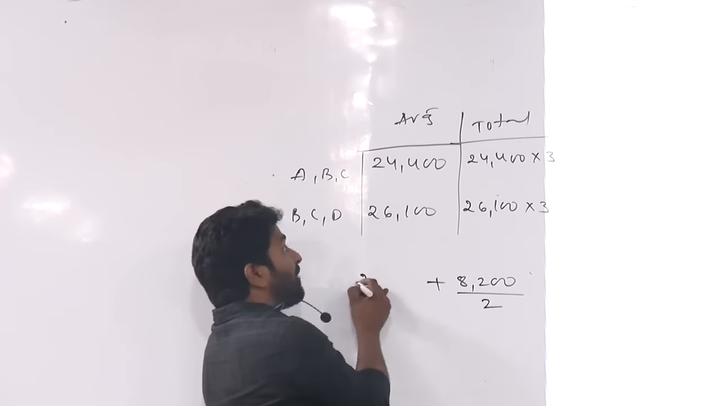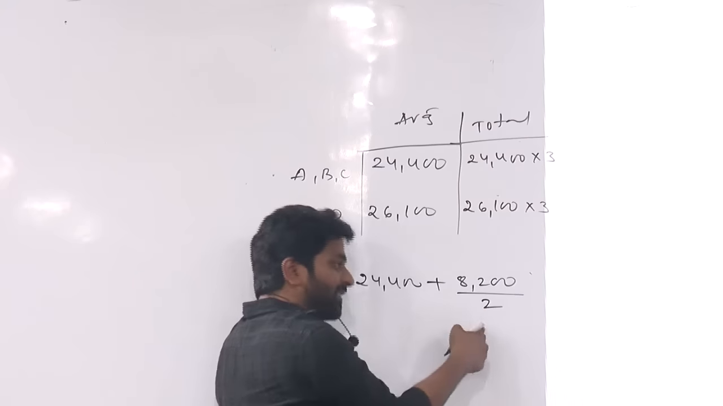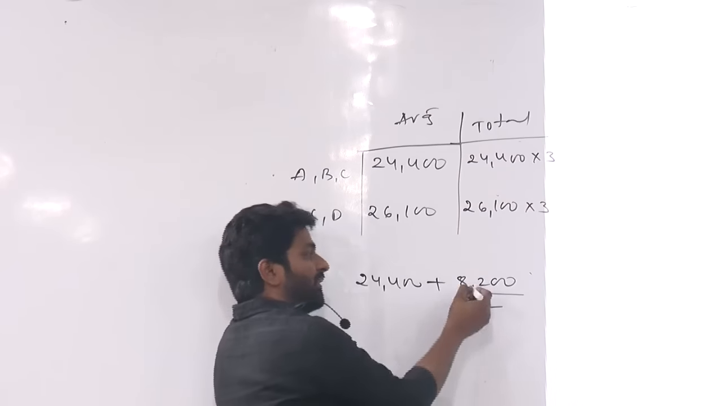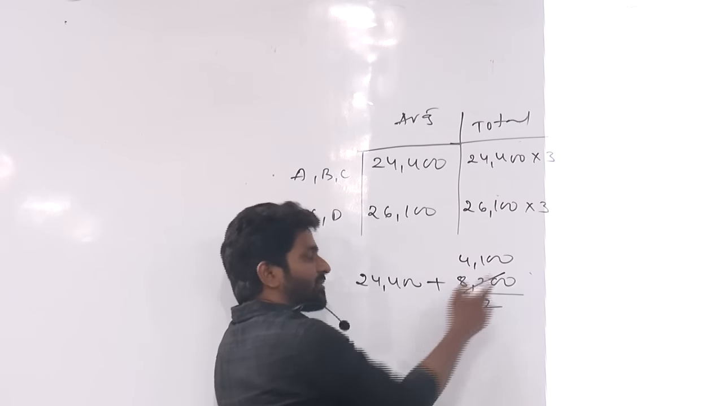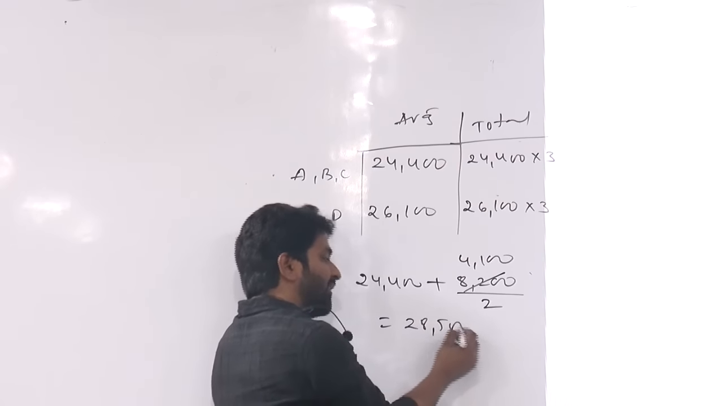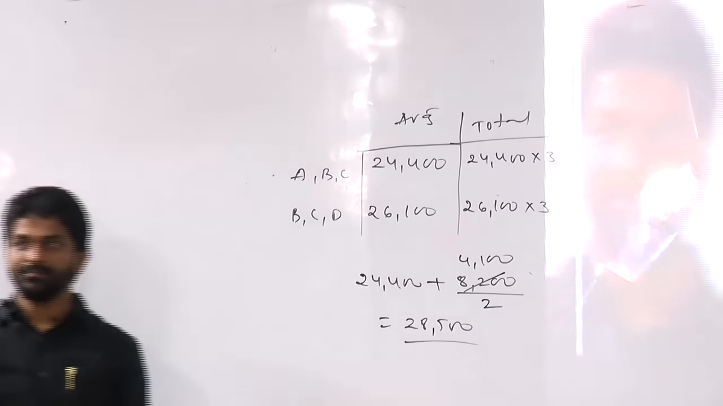So 24,400 plus 8,200 by 2. This is 4,100. 24,400 plus 4,100. 28,500 is your average of B and C.